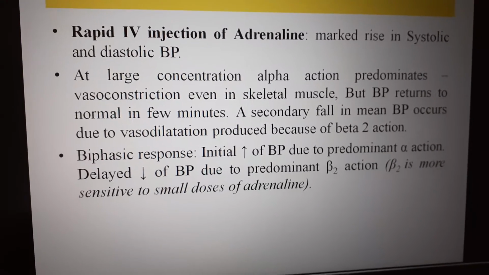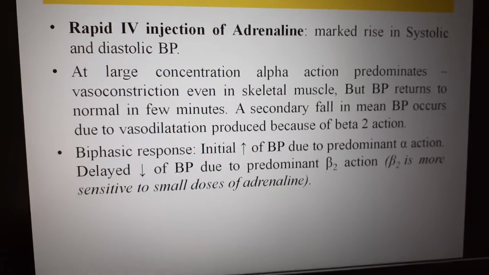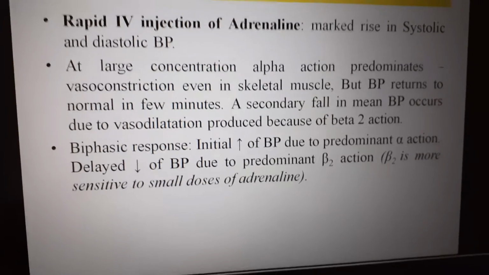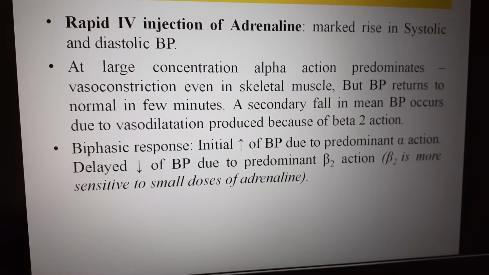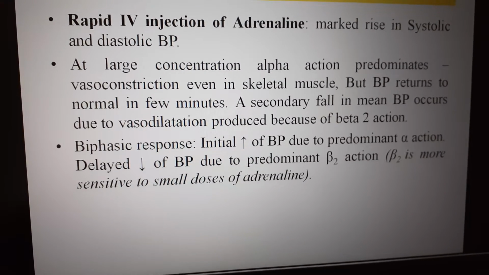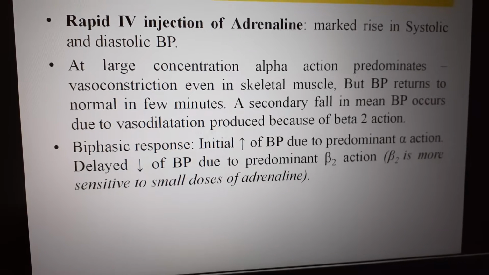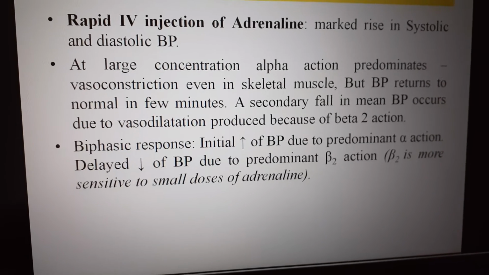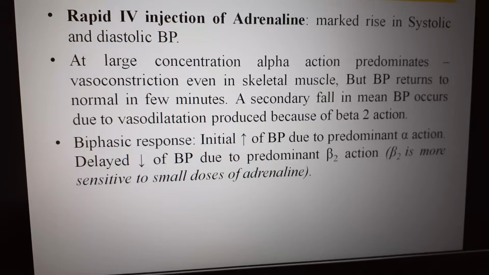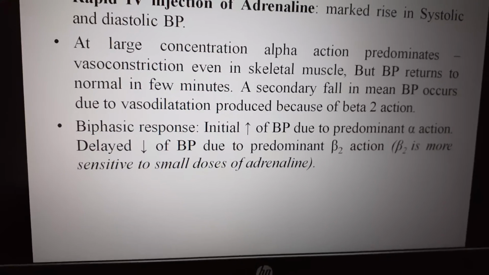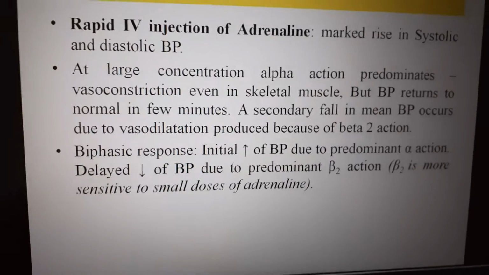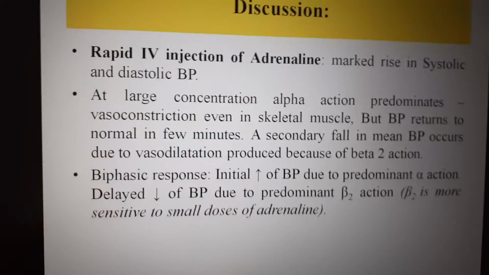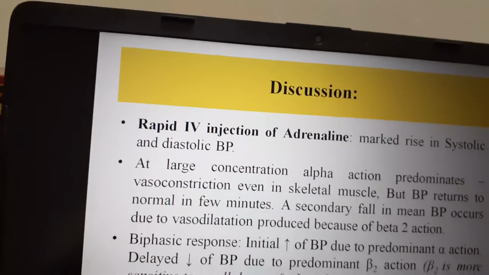So when we inject adrenaline rapidly in the animal, the systolic blood pressure as well as diastolic blood pressure will rise, means mean blood pressure will rise. But after some time, when adrenaline is metabolized by the enzymes, its concentration will fall in the plasma, and so its concentration becomes low, leading to action on the beta 2 receptors. So there will be a fall in mean blood pressure before coming to the normal. So it means that it produces a type of rise and small fall, that is a biphasic response is seen in the mean blood pressure when adrenaline is injected in the animal.